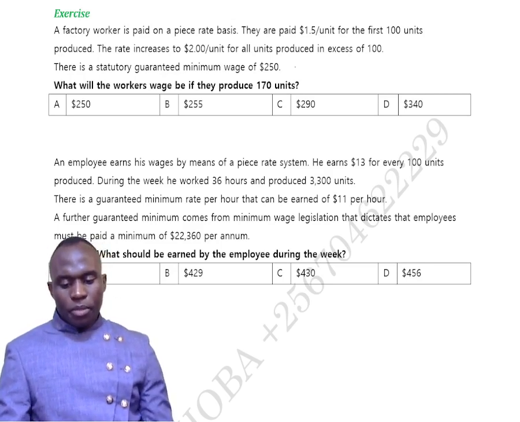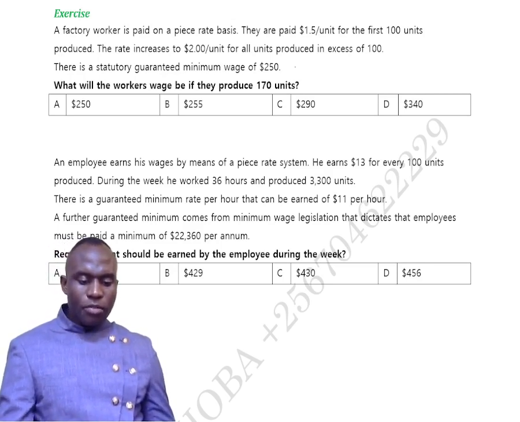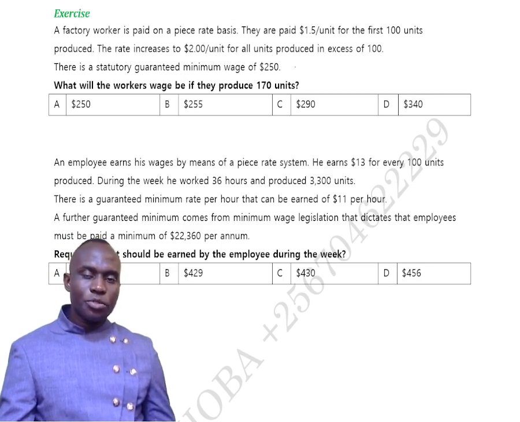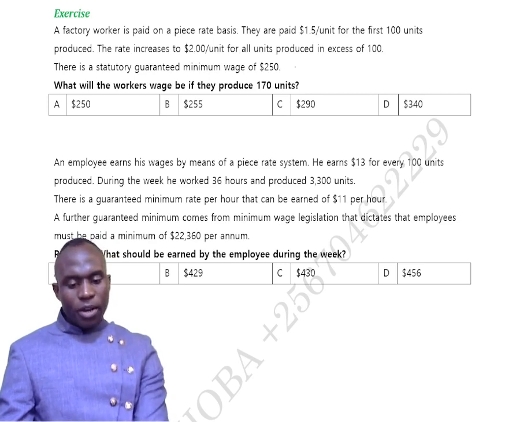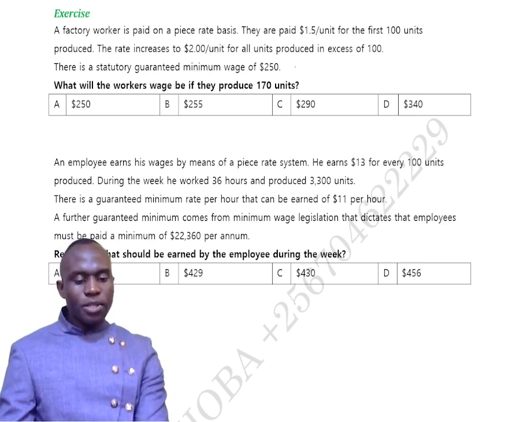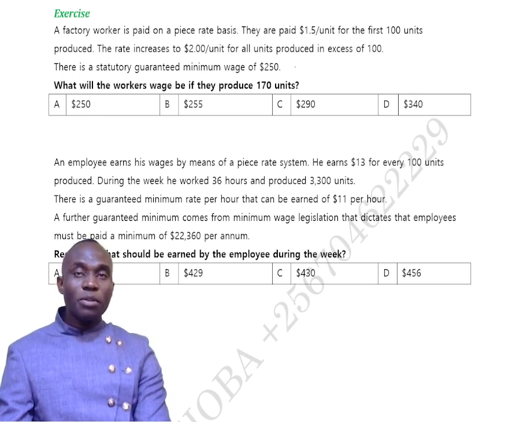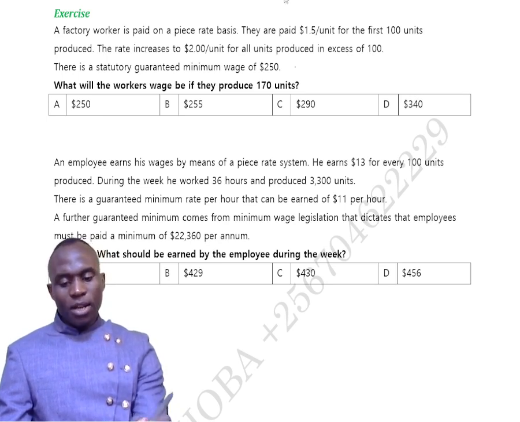Number 1, what will the workers' wage be if they produce 170 units? So that is the exam technique. You start by reading the question. Now a factory worker is paid on a piece rate basis. They are paid $1.5 per unit for the first 100 units. Then the rate increases to $2 per unit for all units produced in excess of 100. But there is a guaranteed minimum wage of $250. So the question is, what is the employee paid?